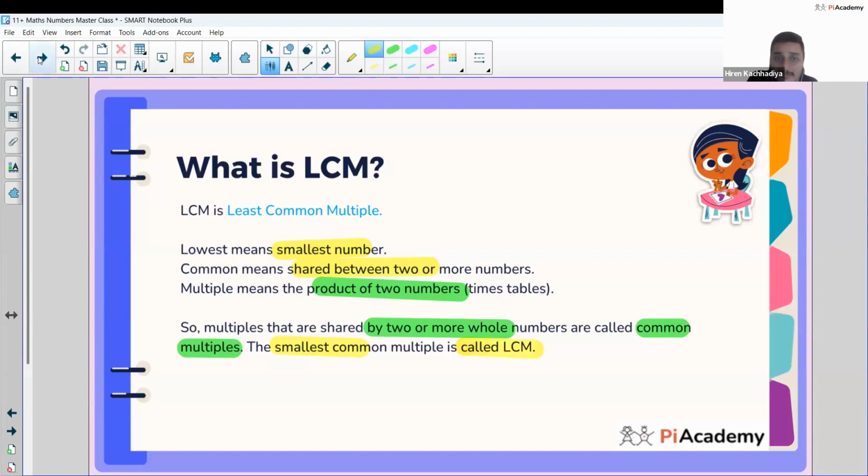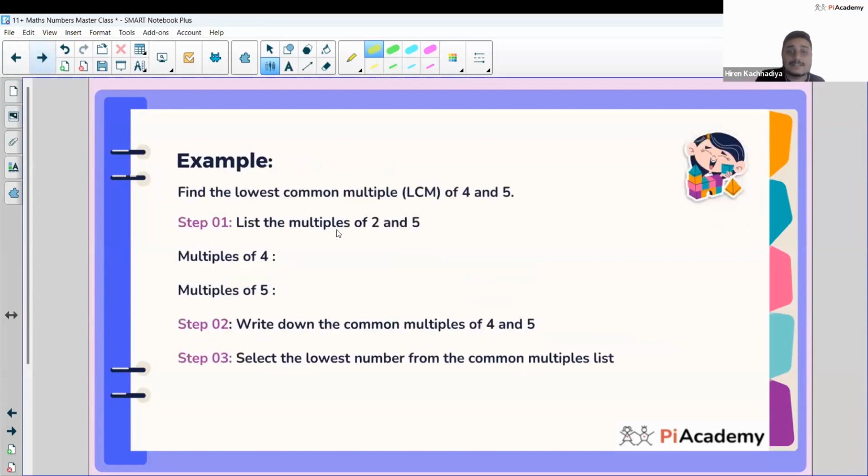And I'm going to take one example as well. So whatever I have already talked about right now, you can apply here, okay? So let's get started with very easy numbers, 4 and 5, okay? So find the lowest common multiple for 4 and 5, okay? That is what we are going to check here.